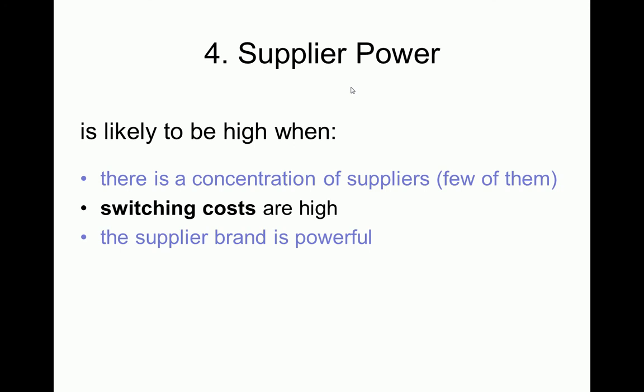If the supplier brand is powerful, think of Kellogg's, Coca-Cola. They're products that we all like to buy and see on supermarkets' shelves. If our chosen supermarket didn't stock those brands for some reason, then we might well stop going to that particular supermarket. So those brands can negotiate more strongly with retailers to ensure that maybe they get more shelf space, maybe they get slightly higher prices.